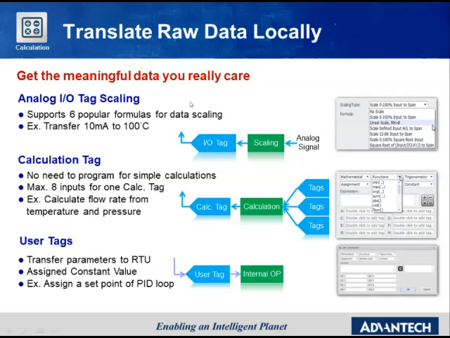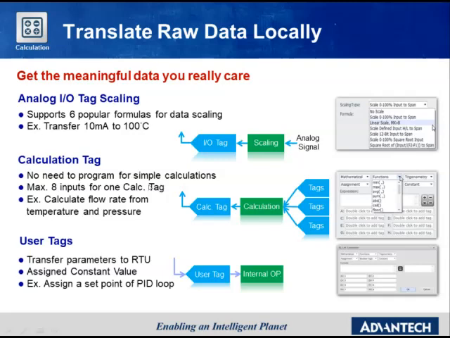We have 3 different kinds of DAQ: I/O DAQ, calculation DAQ, and the user DAQ. For the analog I/O DAQ, we support the scaling functions. The user could use the formula we have to translate the raw data into the engineering value directly. For example, to transfer the 10 volt to 100 degree.